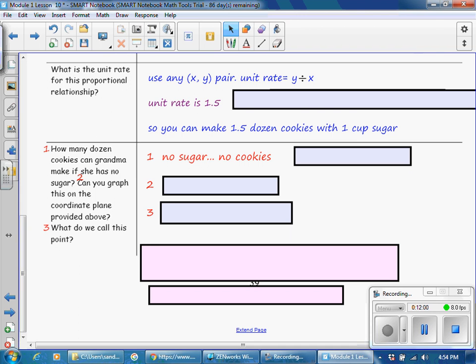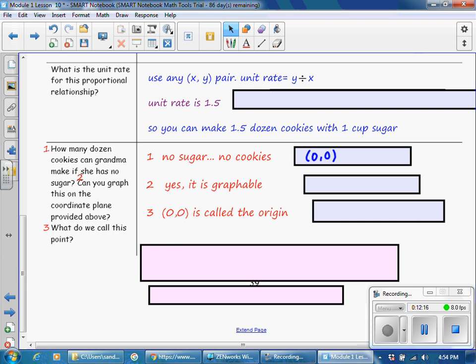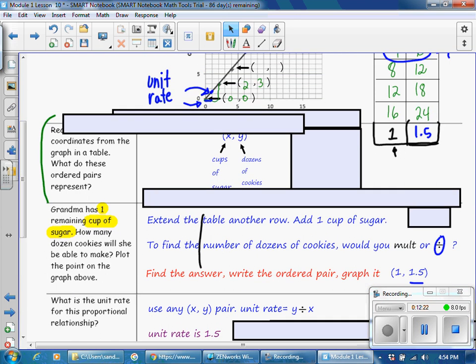Well, you need an ordered pair, so what would the ordered pair be for no sugar, no cookies? It would be 0, 0. So it is graphable. And what do we call this point? This is called the origin. So we already graphed it. We already have 0, 0. So that's one point that's on the line that shows the proportional relationship. Let's do that in red. 0, 0, that's on the line that shows the proportional relationship.